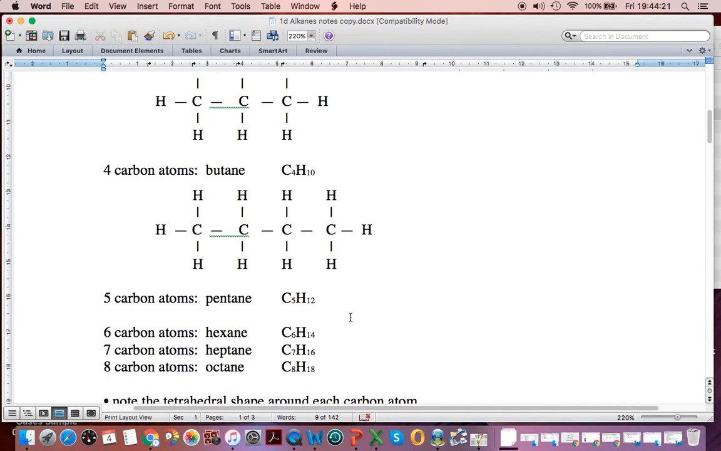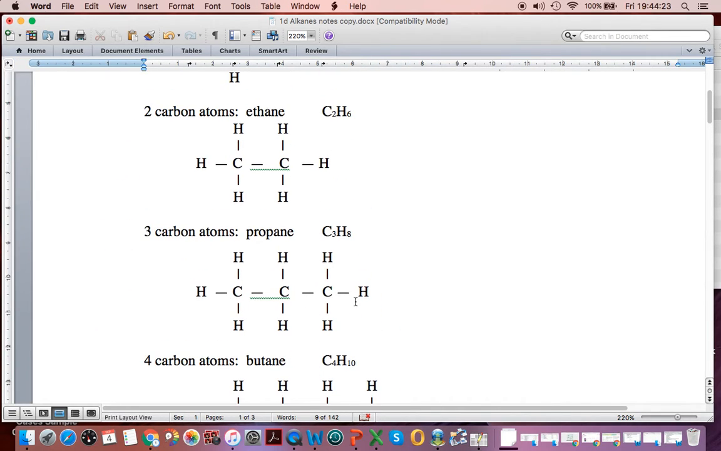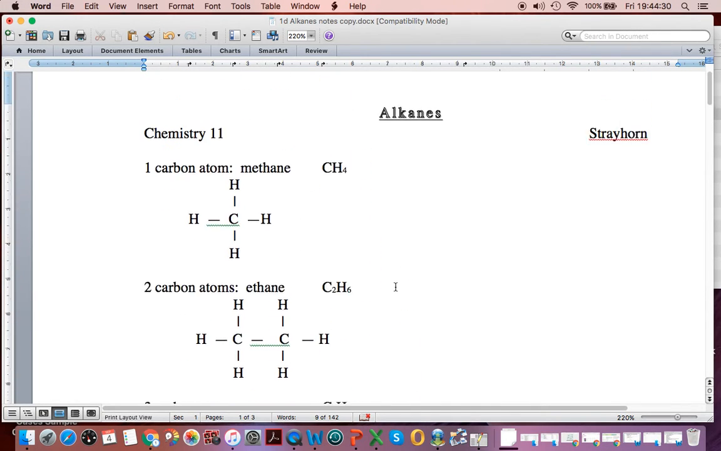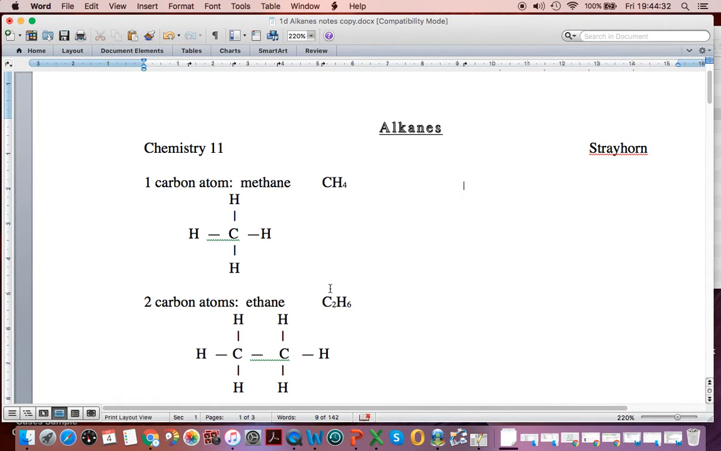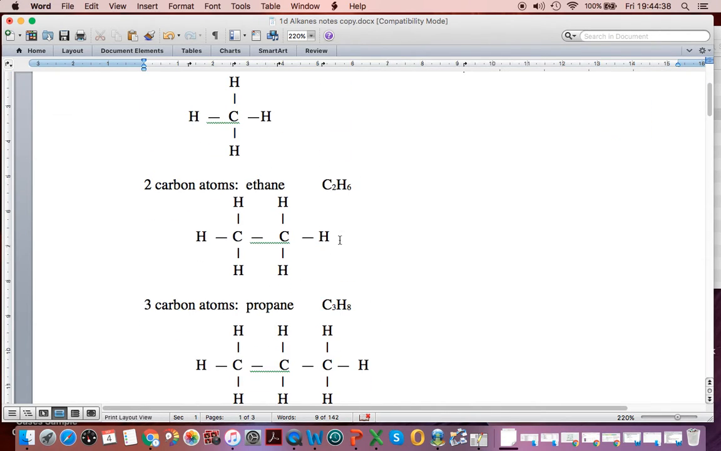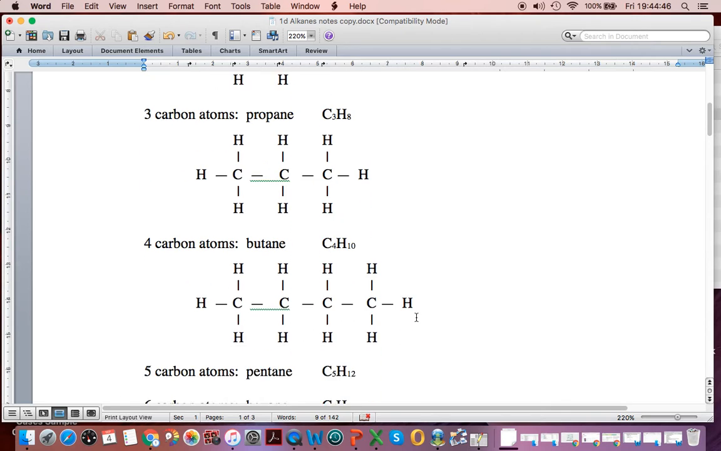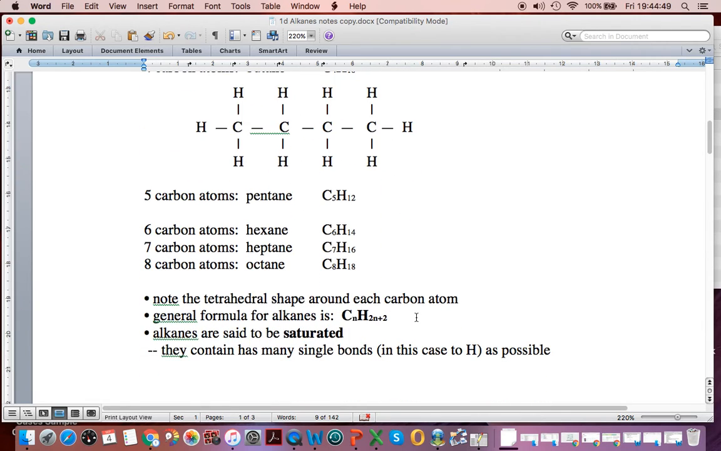So you might have seen a pattern. And that pattern is every time we go up by 1 carbon, we add 2 hydrogens. So we went from 1 carbon to 2 carbons, 4 became 6. So we added 1 to the carbons, we added 2 to the hydrogens. 2 plus 1 is 3, 6 plus 2 is 8. And 3 plus 1 is 4, and 8 plus 2 is 10. We're adding a CH2 in the middle of the chain every time, essentially.